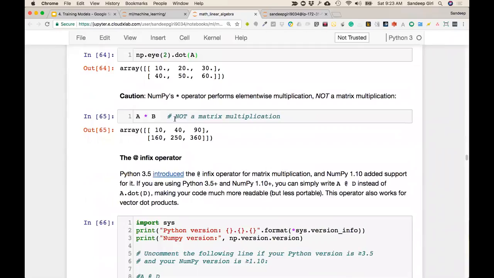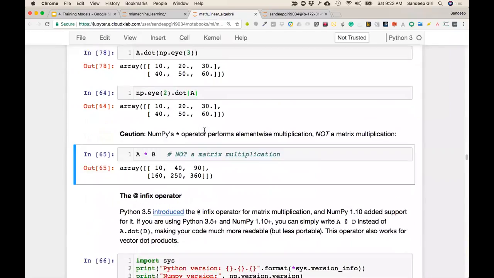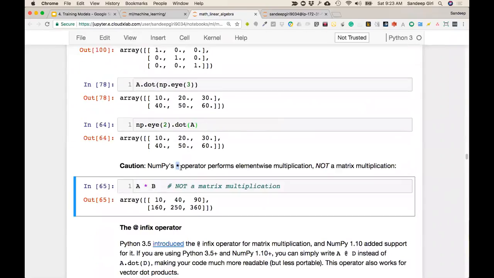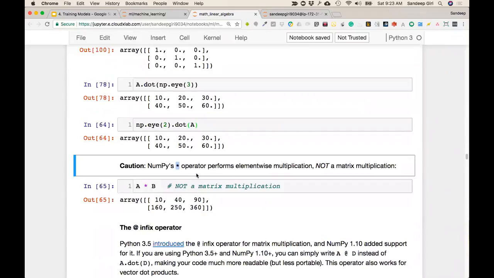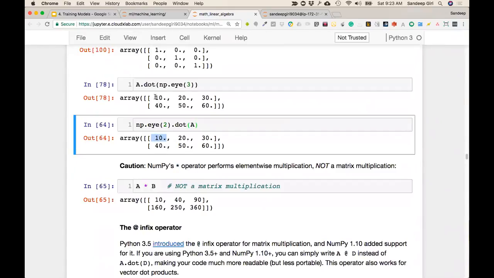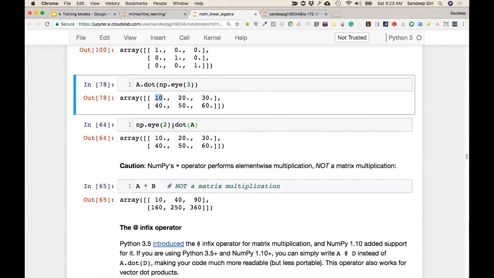Okay. Also, please note that the asterisk operator of numpy is not the same as the dot operator. It does not perform a dot operation. It basically does element-wise multiplication. If we are multiplying A with A, it's going to multiply each element with the element at the same location in the other matrix.